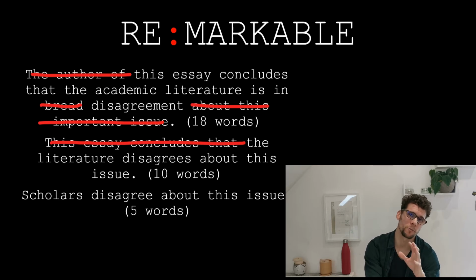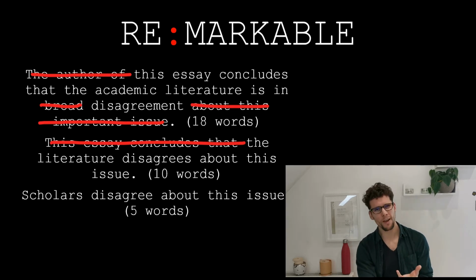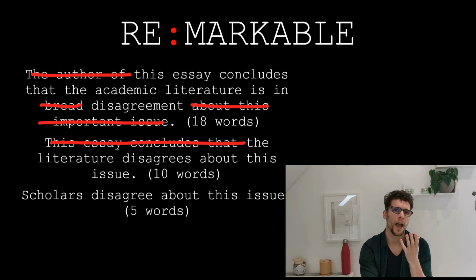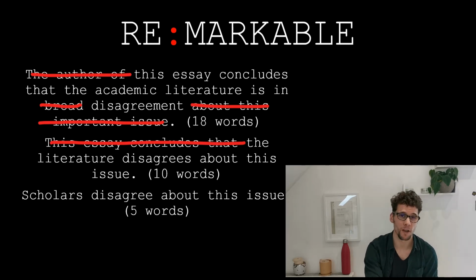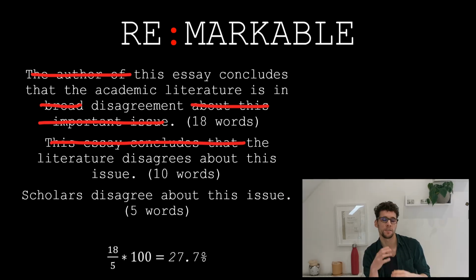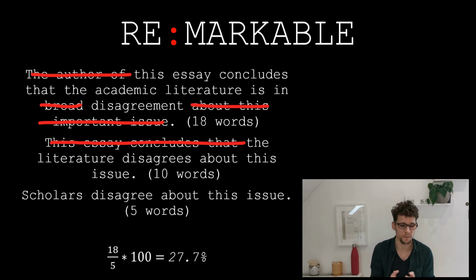Josh Bernoff is a writing coach, and he's got this wonderful little mathematical formula you can use to work out how much of the work is actually important in a sentence, how many of the words are actually doing work. You take the total number of words in a sentence, and you divide that by the words that you've identified as doing important work, times it by 100 to get 27.7% of the words that matter in that sentence. Just over a quarter of the words in that original sentence were doing important work.